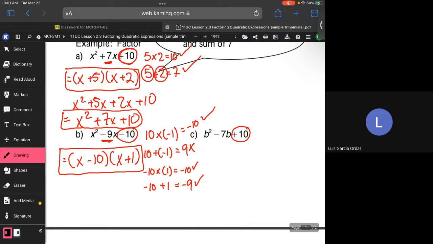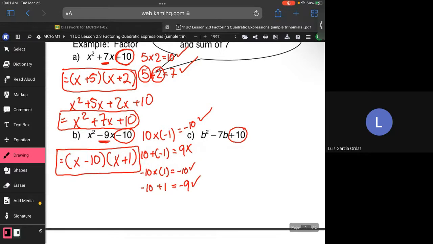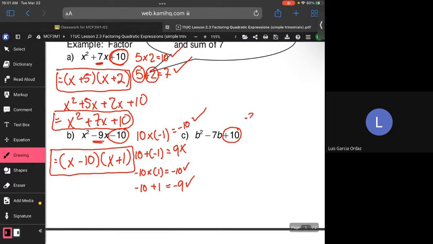So what would work? What are two negative numbers that give me positive 10, Brooklyn? Negative 2 times negative 5. Yep. So negative 2 times negative 5 would give me positive 10. And now we take those same two numbers and add them together. We're looking for positive 10. But then 2 and 5.